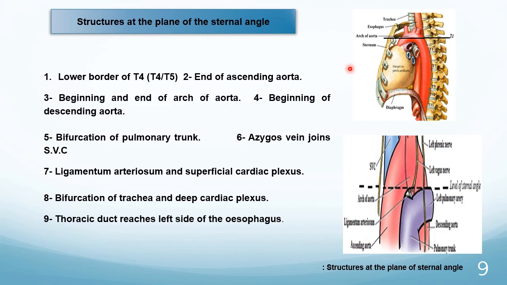Structures at the plane of sternal angle. Different structures present at the plane of sternal angle include the beginning and termination of the aortic arch: termination of the ascending aorta and beginning of the descending thoracic aorta. So the lower border of T4 or the disc between T4 and T5: bifurcation of the trachea, bifurcation of the pulmonary trunk. Thoracic duct reaches the left side of the esophagus. Okay, this is a very important structure, important also for MCQ.